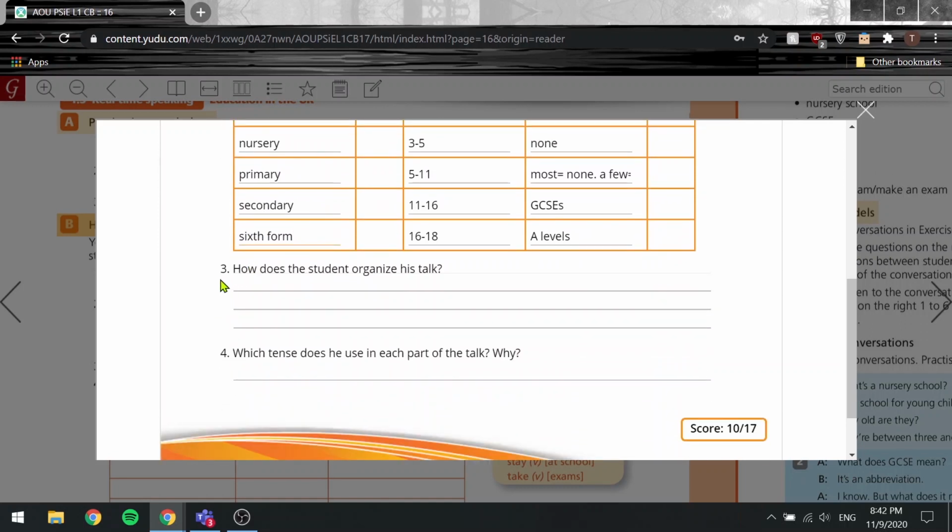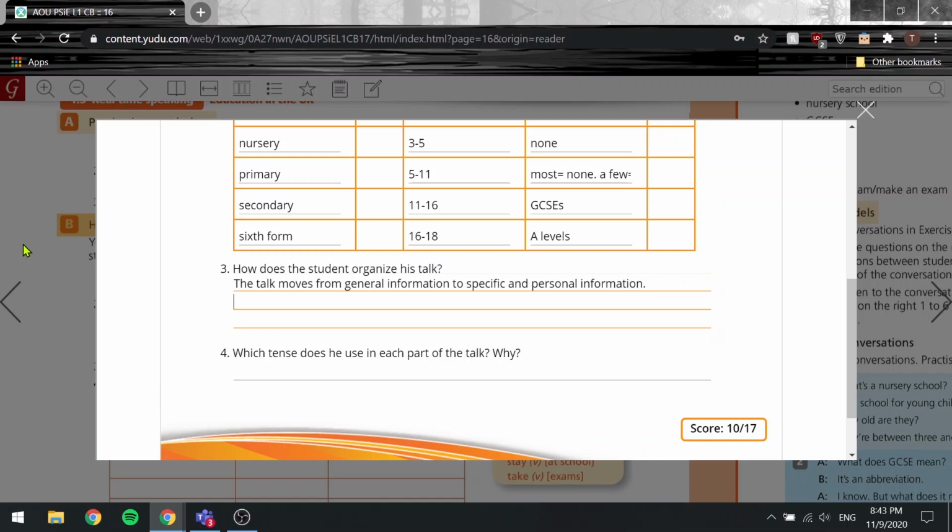How does the student organize his talk? This is a very interesting question. So we'll simply start by saying the talk moves from a general perspective to a more specific one as you go along. So we'll say the talk moves from general information to specific and personal information. Okay?